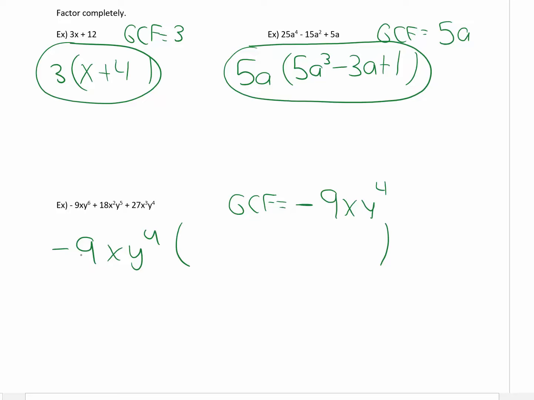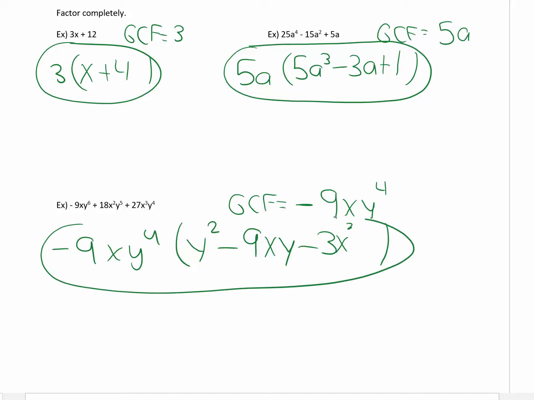9xy to the sixth divided by negative 9xy to the fourth. Negative 9 divided by negative 9 is 1. X divided by x is 1. Y to the sixth divided by y to the fourth is y squared. 18x squared y to the fifth divided by negative 9xy to the fourth, that is negative 2. X squared divided by x is x. Y to the fifth divided by y to the fourth is y. And then 27x cubed y to the fourth divided by negative 9xy to the fourth, well, that is negative 3. X cubed divided by x is x squared. And y to the fourth divided by y to the fourth is 1. I cannot factor inside the parentheses any further, and we're done here.